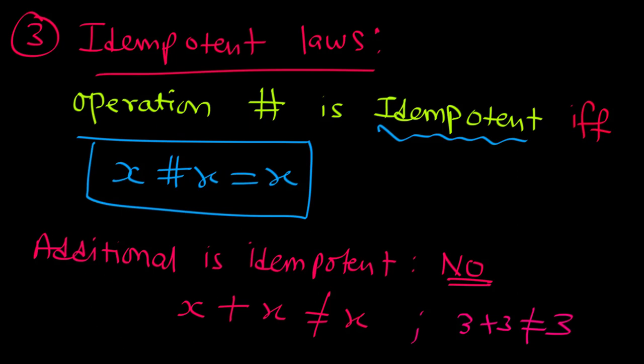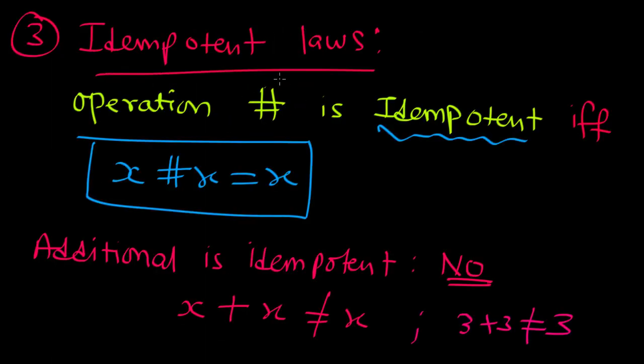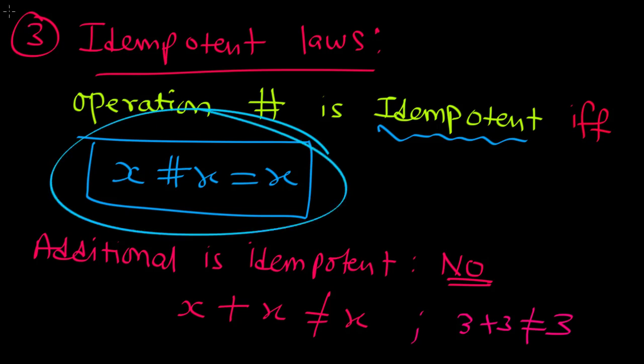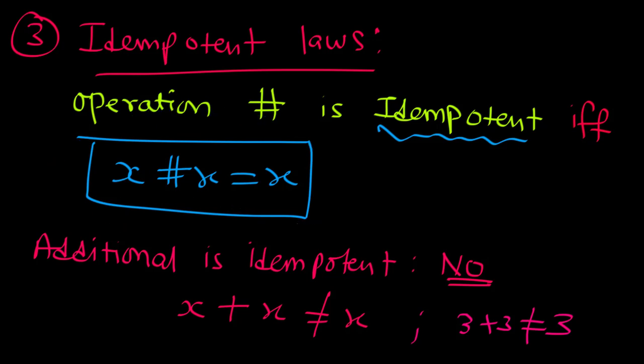What about multiplication? Multiplication is also not idempotent. For example, 3 multiplied by 3 is not equal to 3. The definition of the idempotent law is basically that the operation # is idempotent if and only if x # x is equal to x. In linear algebra, in DBMS, in other subjects, you will use this word idempotent.